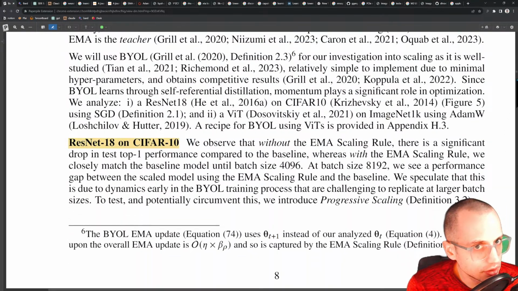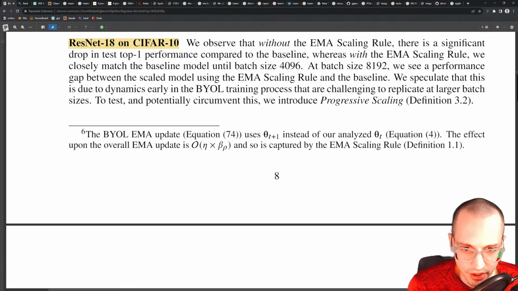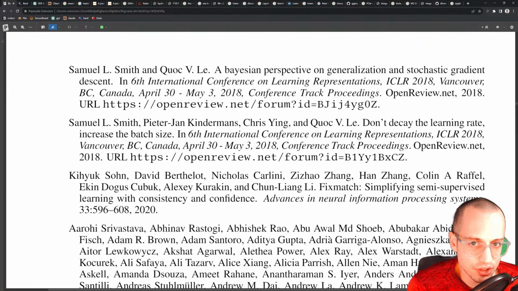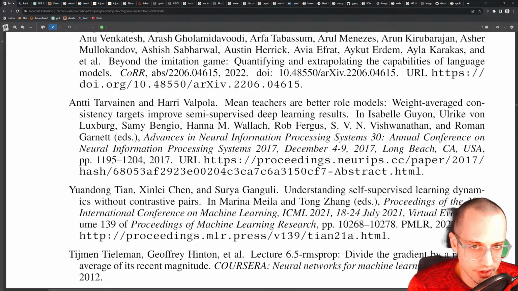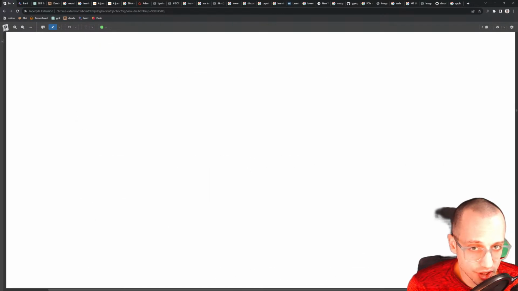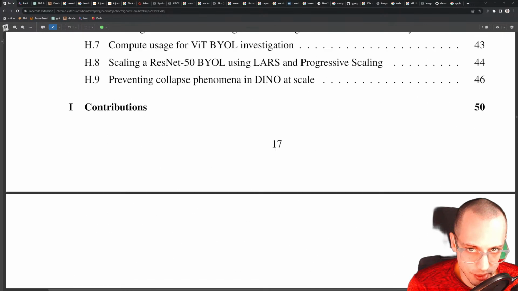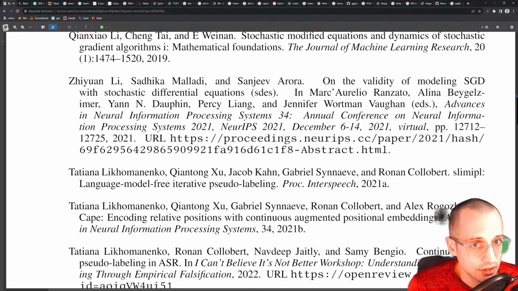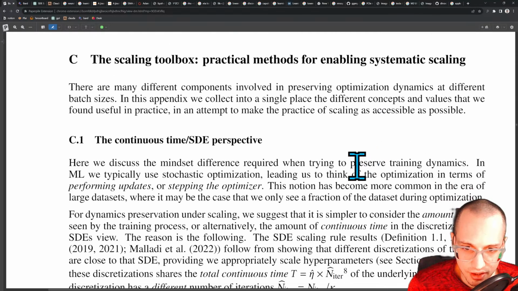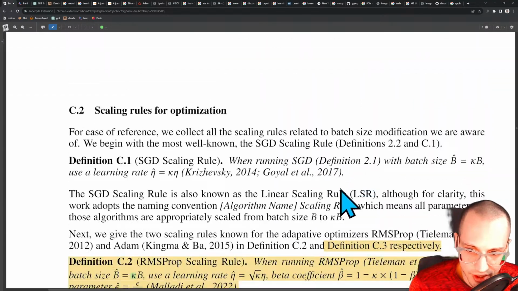So pretty cool little result. Still TBD as to whether this works in bigger models. I think it probably works, but everything that they showed you is only for these small models, and that's pretty much it. I think in Appendix C, they also give you scaling laws for other things.